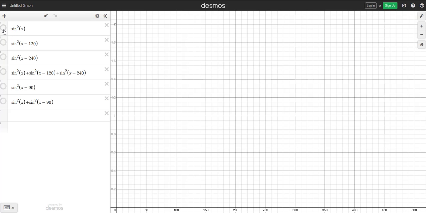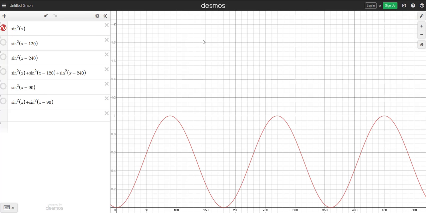So I've already set these up here, and I'm just going to visualize a sine squared wave. You can see that as we go through 180 and then 360 degrees of cycle, we end up with two full waveforms.